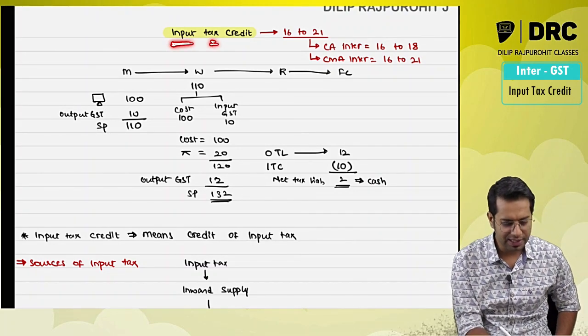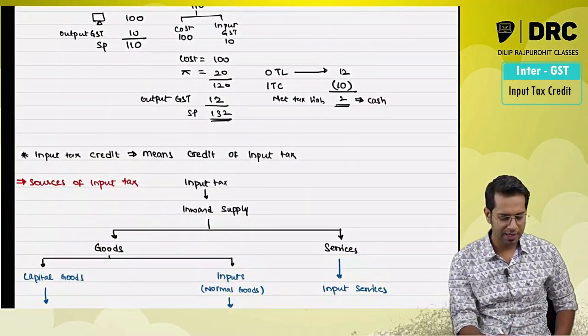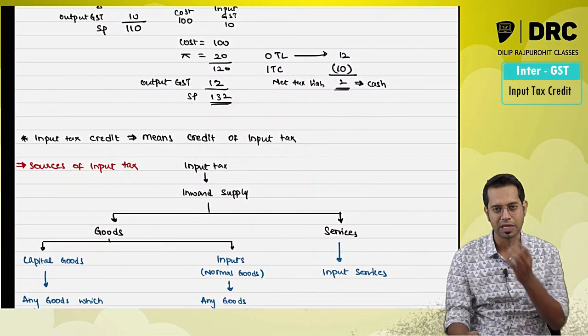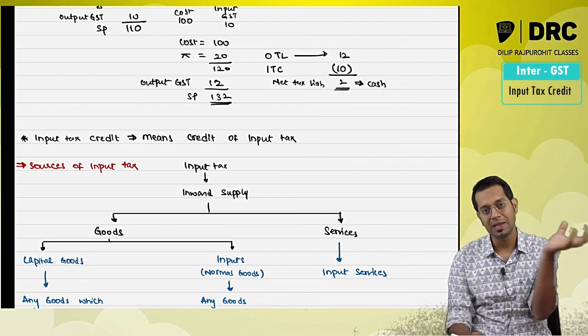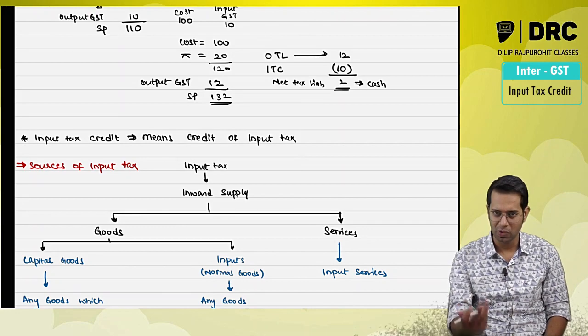Okay, input tax credit. Sir, what do you mean by input tax credit? Input tax credit means credit of input tax. So if you have an input tax, and you take the benefit of that input tax, if you take the credit of that input tax, then it is called input tax credit.